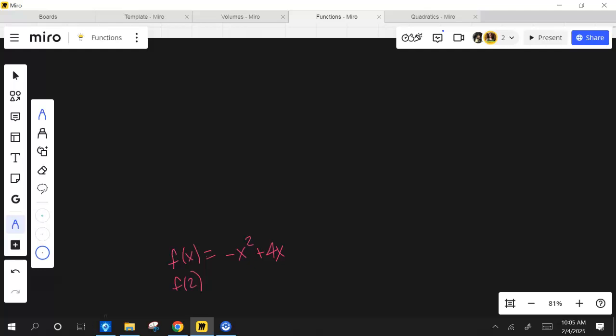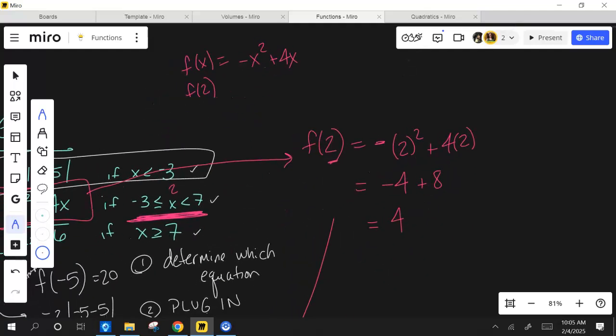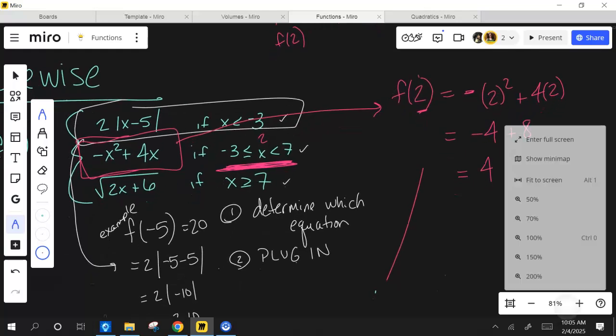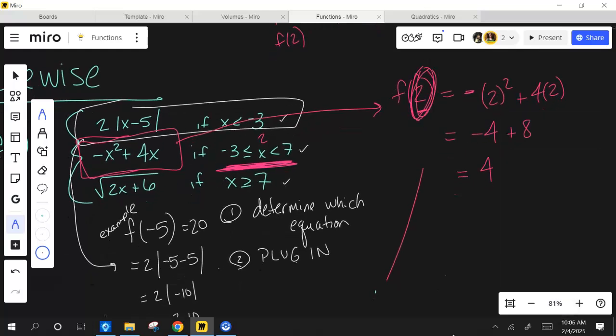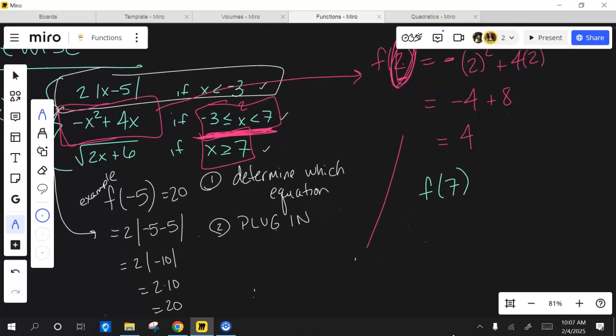And that's exactly what I did. I plugged it in for x. How did I know that that was my equation? Because it has to do with this number right here, that x. Is that x smaller than -3? Is it between -3 and 7? Or is it bigger than 7? You choose the last one.